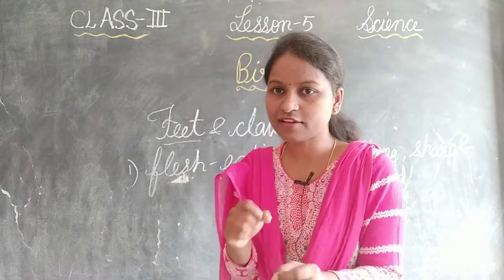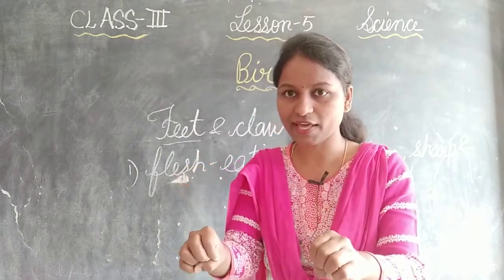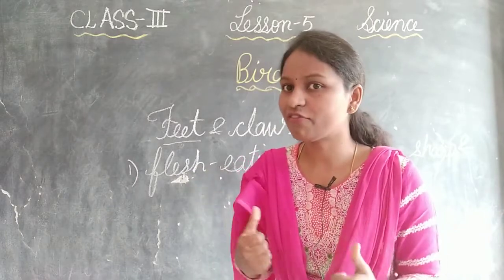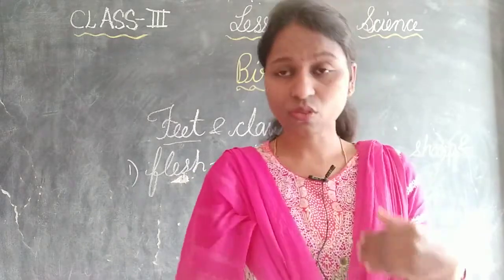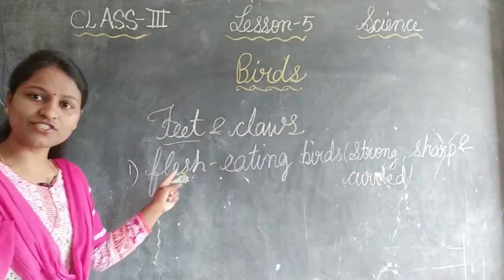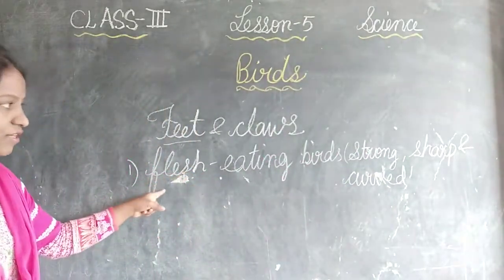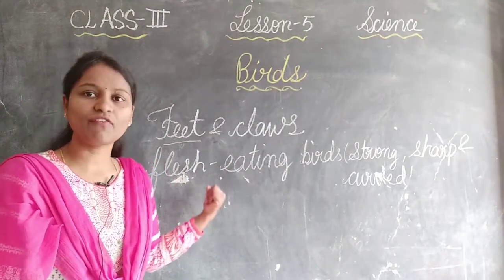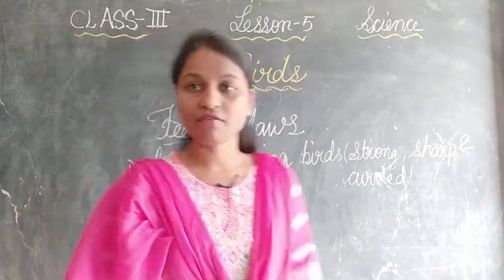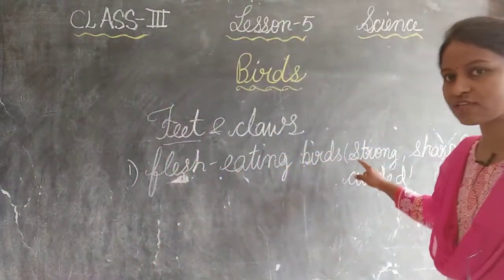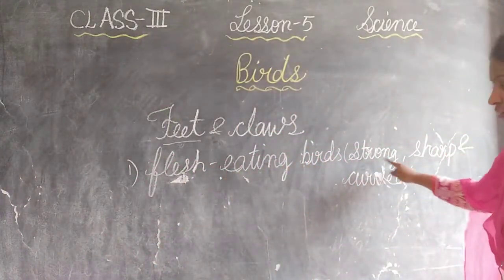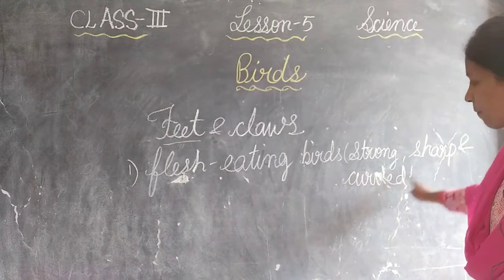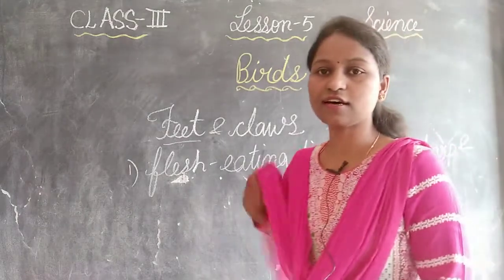Sharp means it's not blunt, it is very sharp. They can tear, catch the prey, and grasp it in their claws and then fly away with the prey. So which type of birds are flesh eating birds, children? Hawks, eagles, vultures, these are the flesh eating birds. And what type of claws do they have? Strong, sharp and curved.